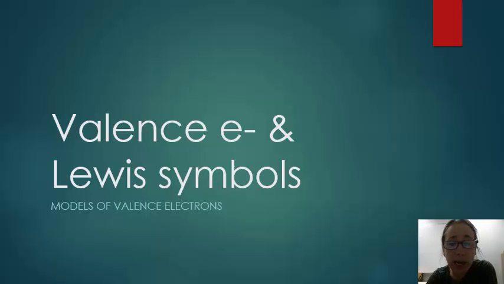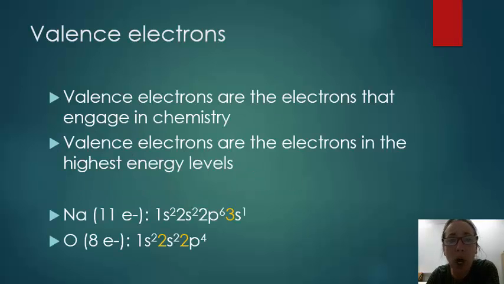Hi there. We're going to take a look at valence electrons and Lewis symbols. Our Lewis symbols are models that we use to discuss and represent valence electrons. So let's remind ourselves what valence electrons are. Valence electrons are the electrons that engage in chemistry, so chemists really care about them.